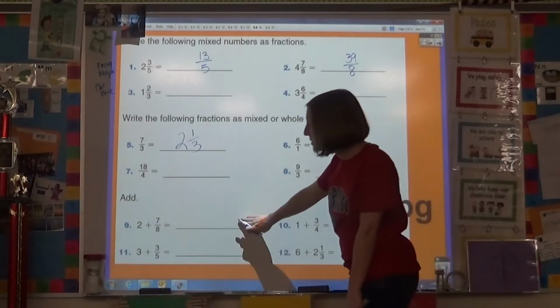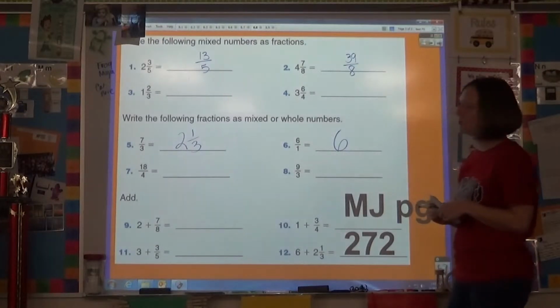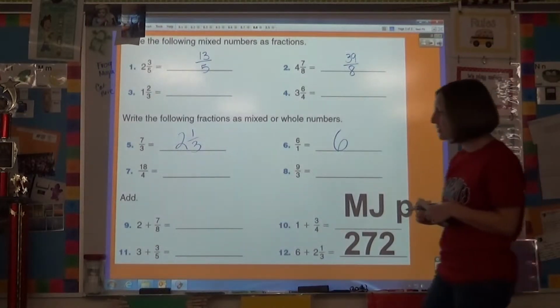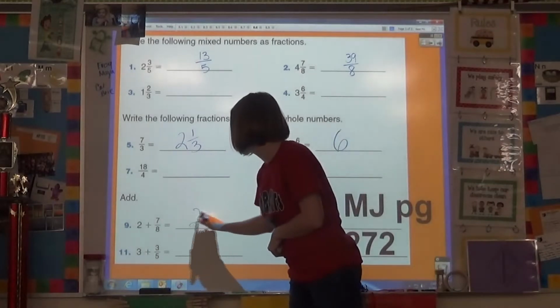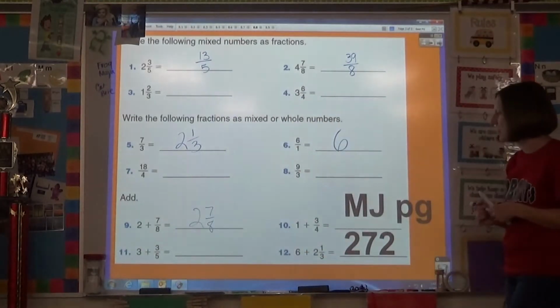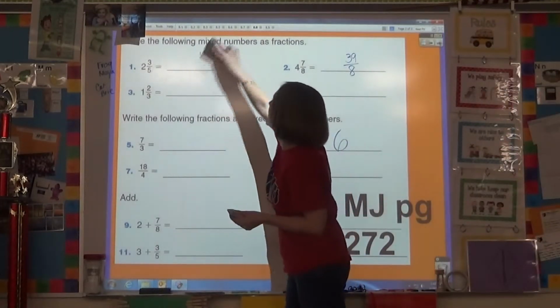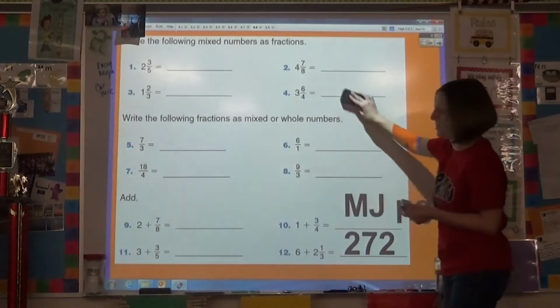Okay, down below there's some practice with adding your whole numbers plus your fractions. Really, we know that 2 plus 7/8 is going to give us 2 and 7/8. So it's just another way to show how you get that mixed number. Okay, so do a little bit of practice there. And then let's take a look at how we can use that to help us multiply.